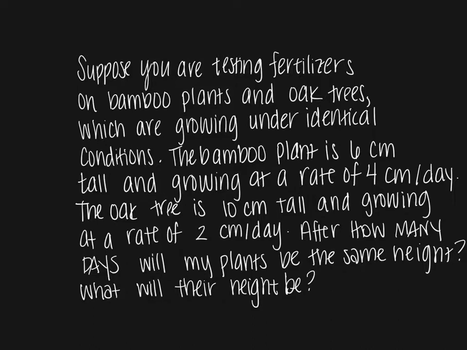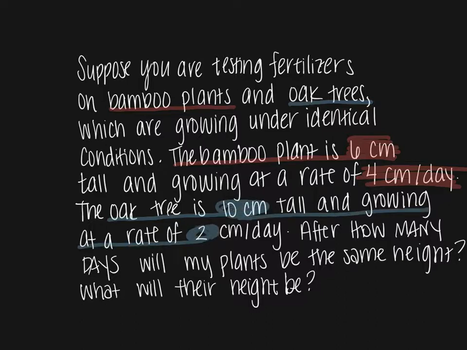Okay, so my bamboo plant. I have 2 different systems because I have 2 different plants. I have my bamboo plants and I have my oak trees. My bamboo plant is 6 centimeters tall and it's growing at a rate of 4 centimeters per day. On the other hand, my oak tree is 10 centimeters tall, and it's growing at a rate of 2 centimeters per day. So I've got 2 systems. I've got my red system, and I've got my blue.